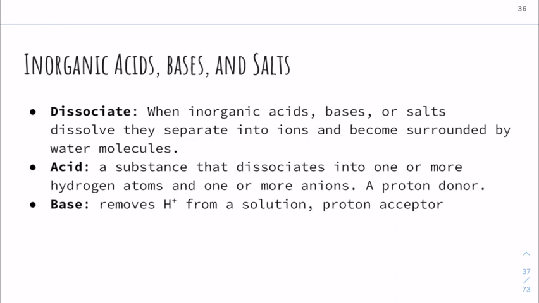An acid is a substance that dissociates into one or more hydrogen atoms and one or more anions. They turn into a proton donor. While a base receives hydrogen from a solution, they're a proton acceptor.